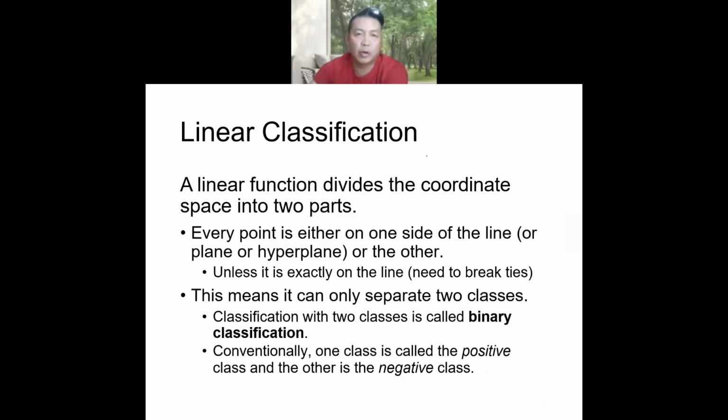When we talk about linear classification, we are talking about a linear function that divides the coordinate space into two parts. So we must be able to draw a line that separates them into two. This is also called binary classification, with a positive class and a negative class. Remember that in the previous lecture, we also talked about how to convert multi-class classification into binary classification.